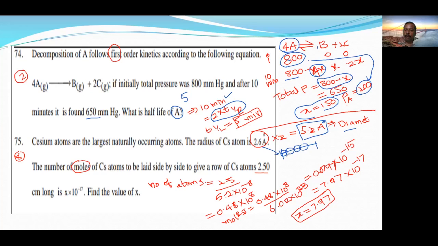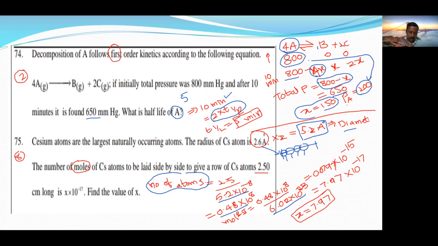So here 1, 2, 3, 4, like that: total distance divided by one diameter, you will get the number of atoms. Total distance is 2.5, the diameter is this one, you will get the number of atoms. But the question is about moles, so I am dividing by the Avogadro number. I will get the x value. Okay, is that clear? The x value is 7.97 as per my calculation, but you can take it as a round figure, 8.